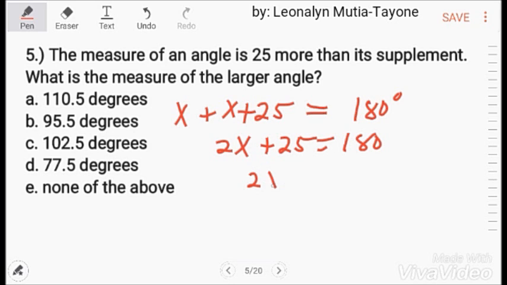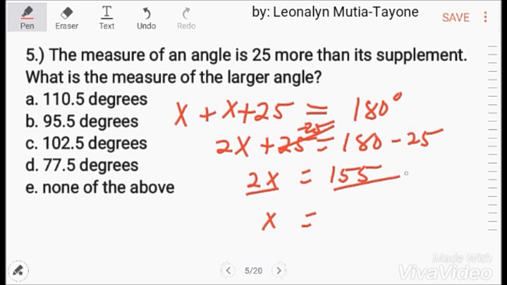Transpose natin si 25 sa kabila. That means mag-minus tayo ng 25 dito, mag-minus din tayo ng 25 dyan. So that means 180 minus 25, that is 155. So, transpose natin si 2, mag-divide tayo sa both sides para ma-isolate na si x dito. So, 155 divided by 2, and that is 77.5.